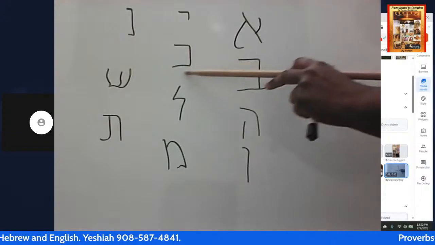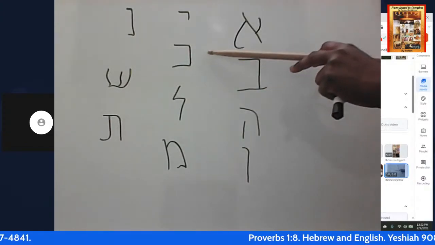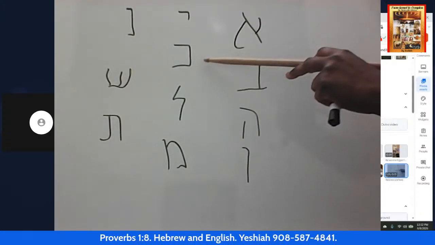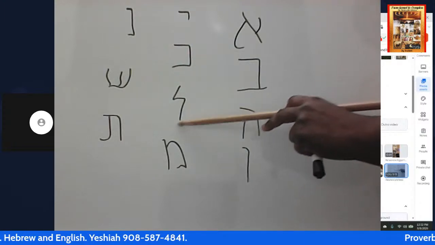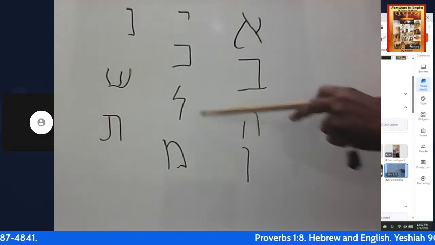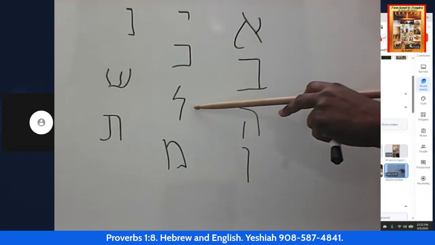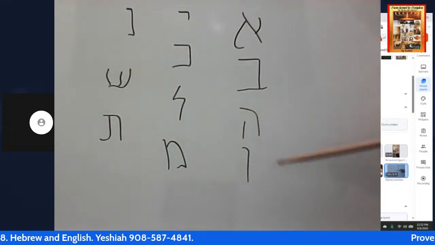Here we have the letter kaf. This serves as a prefix with nouns and a suffix with nouns. Here we have the letter lamed. Lamed serves as a prefix with verbs and a prefix with nouns.